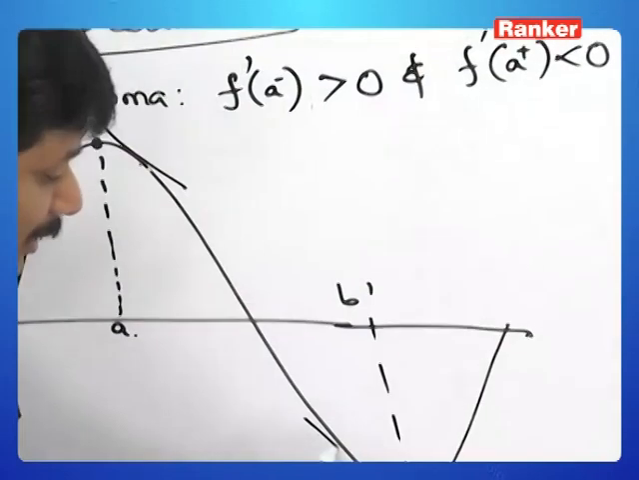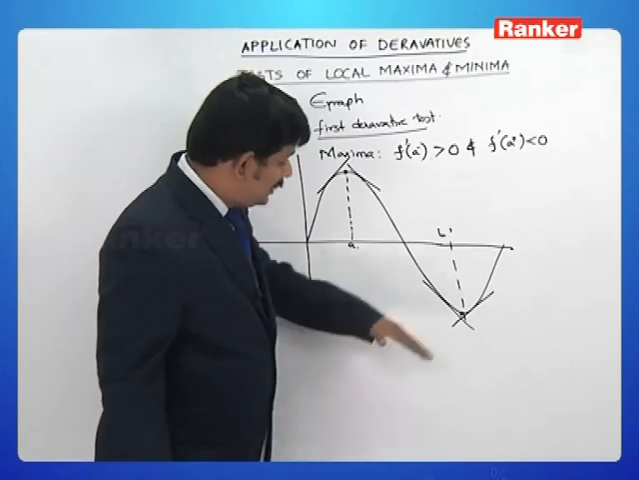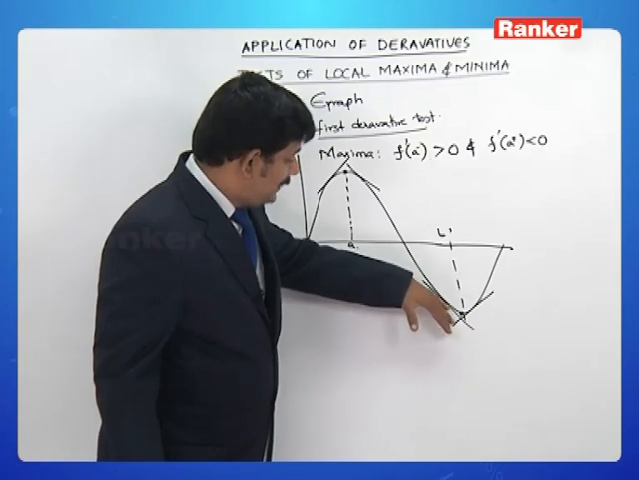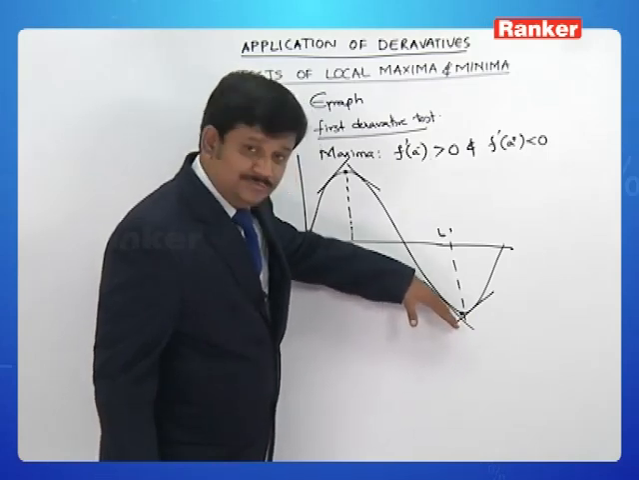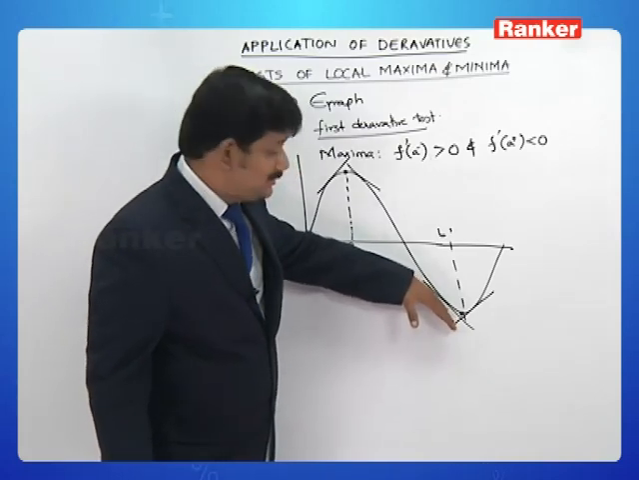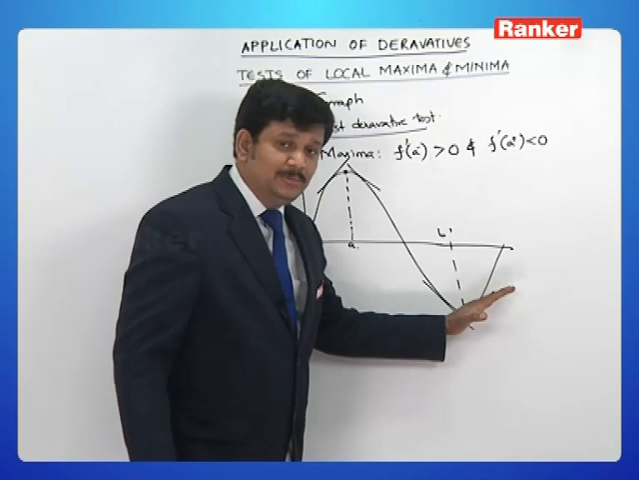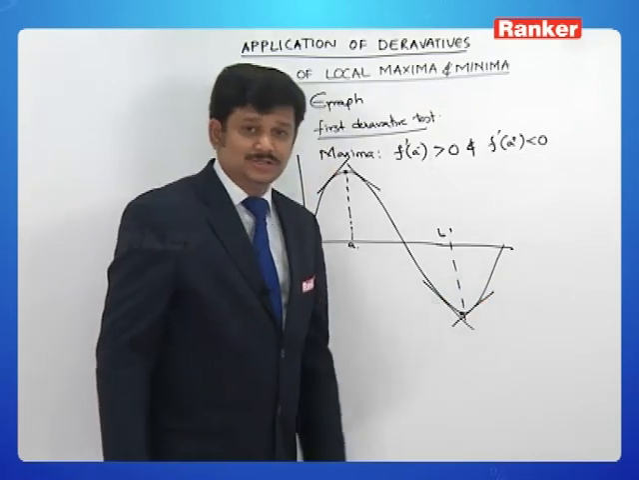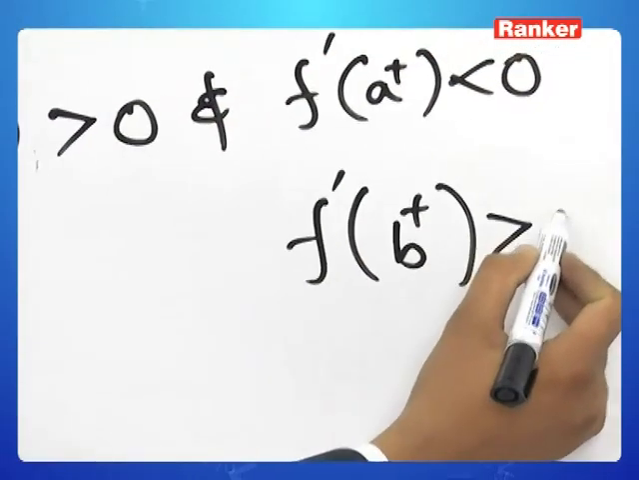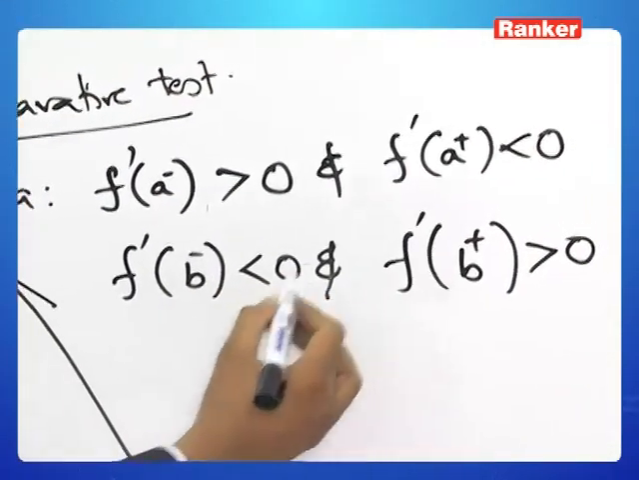And similarly for a local minima, just observe the derivative slopes to the left and to the right. Any point to the left of B has its derivative negative. The slope of the tangent here is negative. We have an obtuse angled inclination tangent. And to the right, we have an acute angled inclination tangent. So, its slope will be positive. So, the derivative to the right is positive, f dash of B plus is positive, and f dash of B minus is negative in case of a minima.